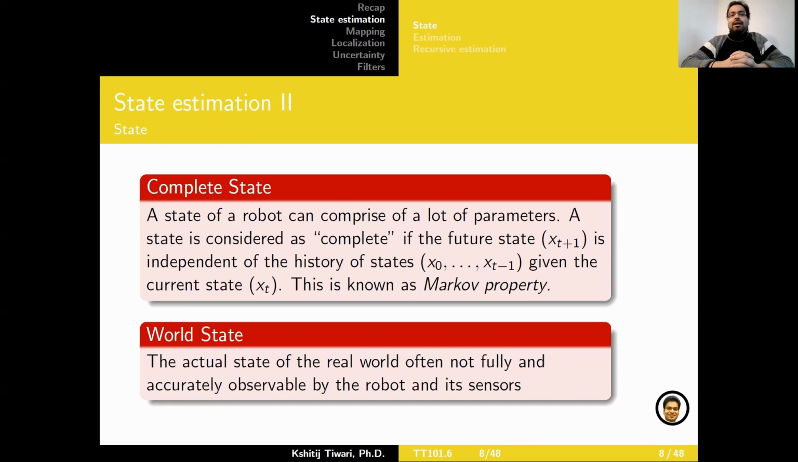Then there is the world state, which is the actual ground truth state of the real world, often not fully and accurately observable by the robot, because there are a lot of limitations, such as what the sensor can and cannot measure. Then there is a lot of noise involved. So the robot doesn't really know the exact ground truth, but if there is an external observer, somewhat like a God's eye, who is able to understand what the ground truth is, then that would be the world state.